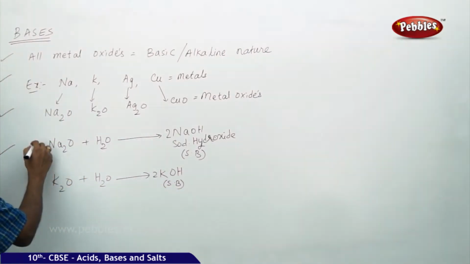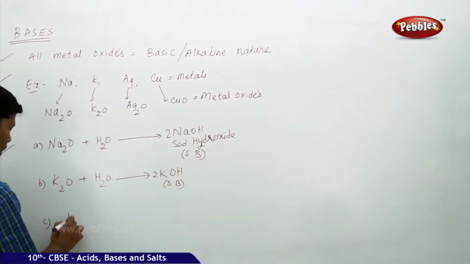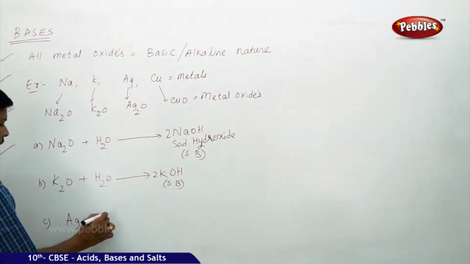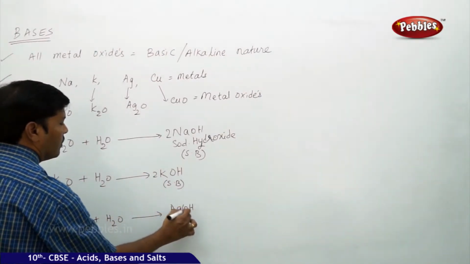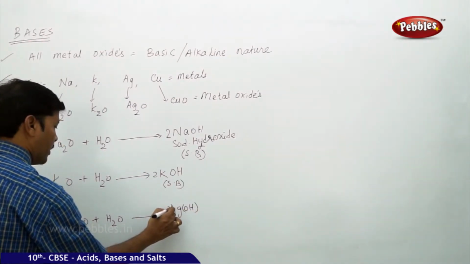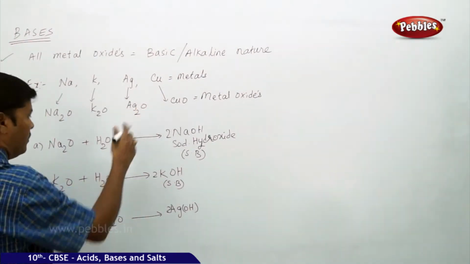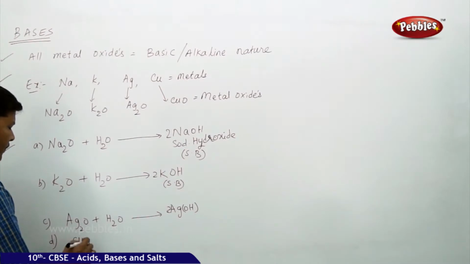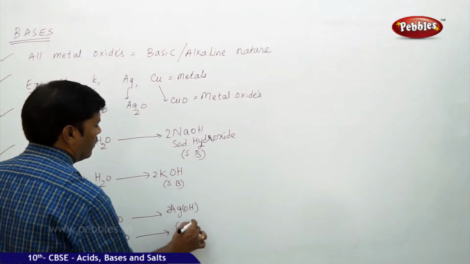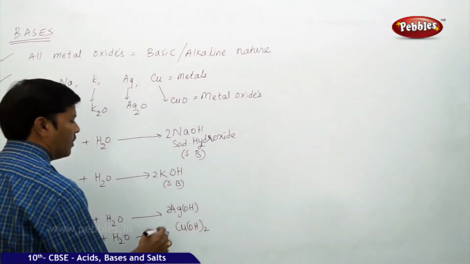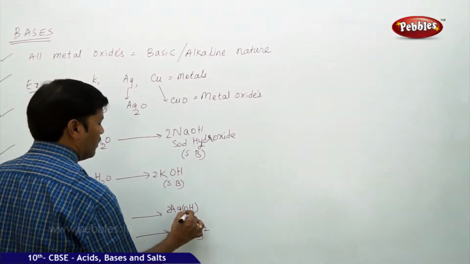Likewise, this is A, this is B, this is C. If you go for C, for example Ag2O, silver monoxide, it gives AgOH, silver hydroxide. Balance the equation, take 2 over here. So I repeat, cupric oxide, that is CuO, when subjected to hydrolysis, gives cupric hydroxide. Again, cupric hydroxide is a weak base.